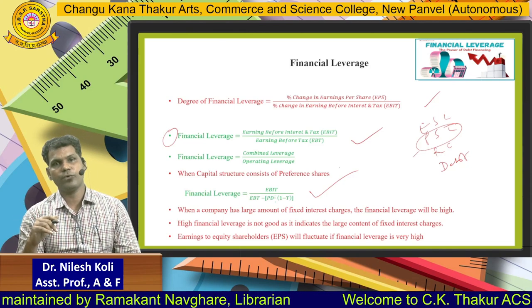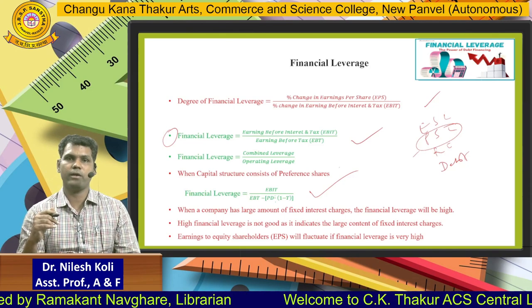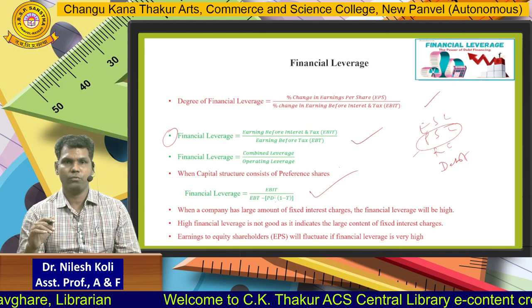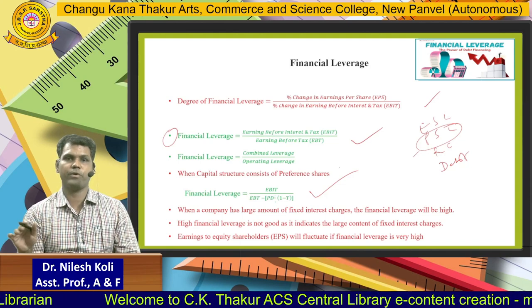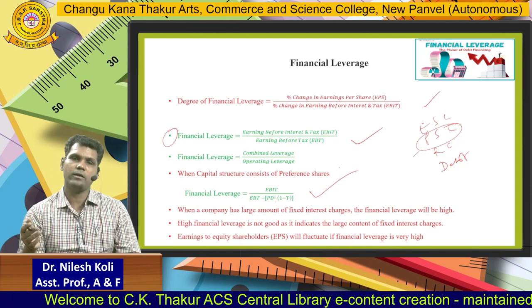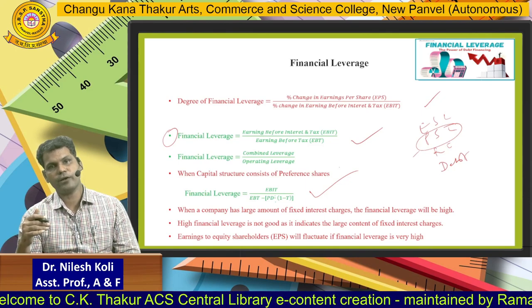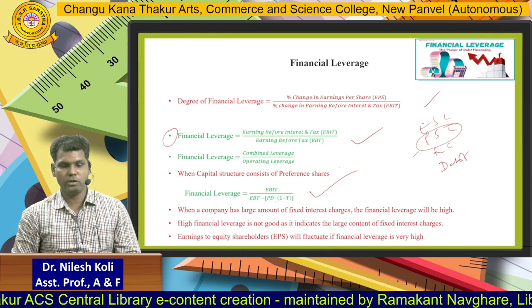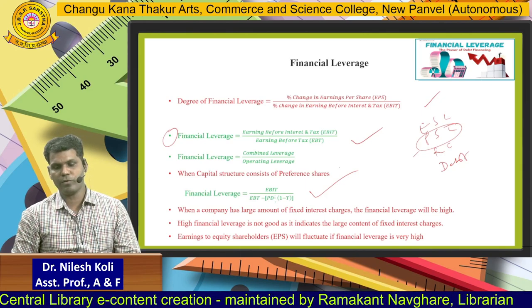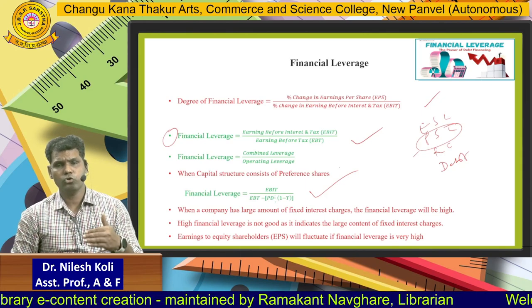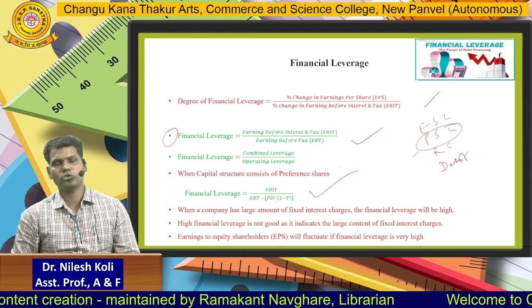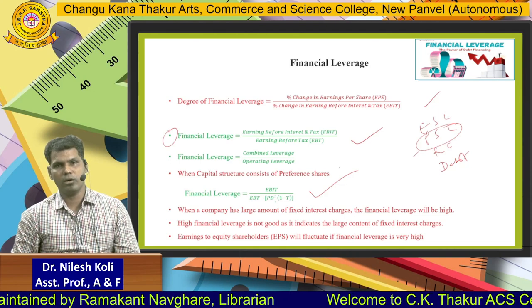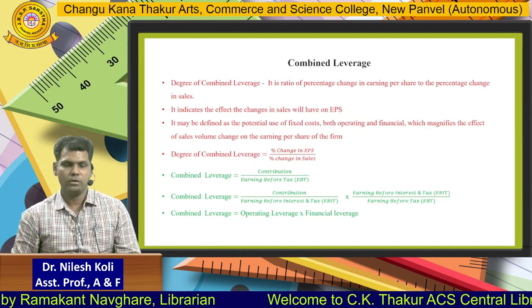And if they are raising funds through debt, the company has to repay the debt at the earliest, so that the interest component will come down or disappear from the income statement, and obviously the financial leverage will go down. That will be good for the company. The earning to the equity shareholder, that is the EPS, will fluctuate if the financial leverage is very high, because you are paying more to the debenture holders or debt holders, and obviously it will impact the earning per share. Then combined leverage.